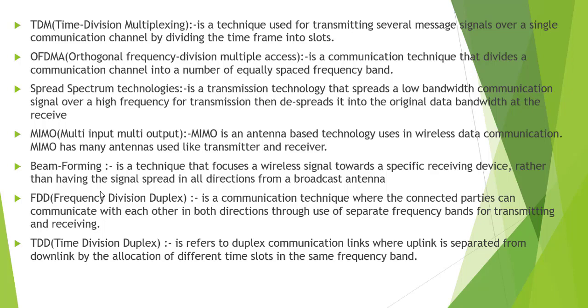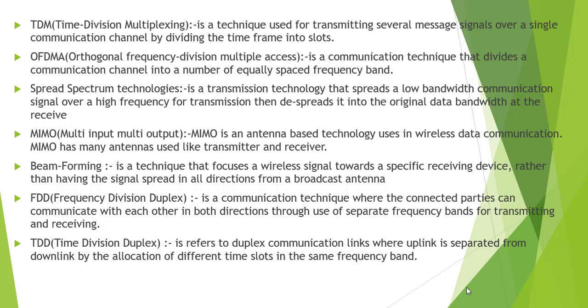MIMO means multi-input, multi-output. It's an antenna-based technology used in wireless data communication. MIMO has many antennas used at the transmitter and receiver. Beamforming is the technique that focuses the wireless signal towards a specific receiving device rather than having the signal spread in all directions from the broadcast antenna.